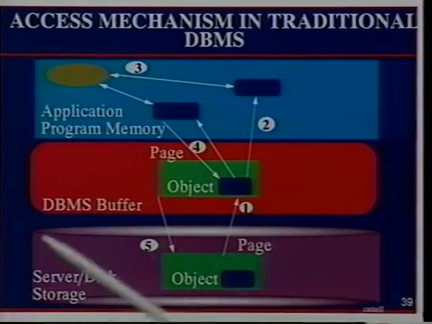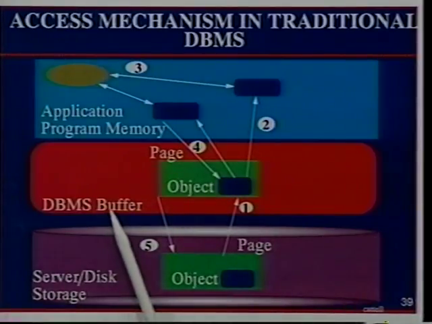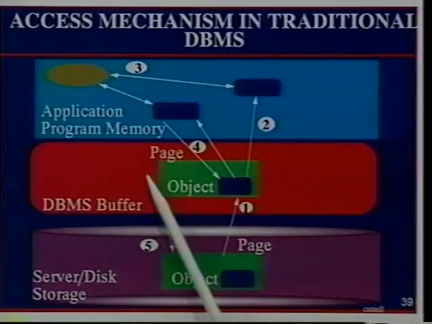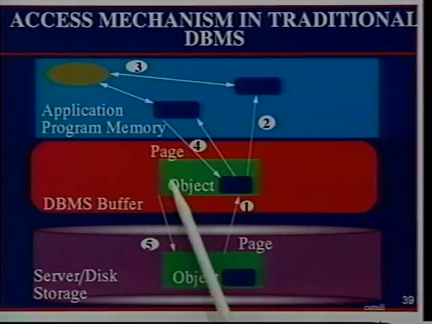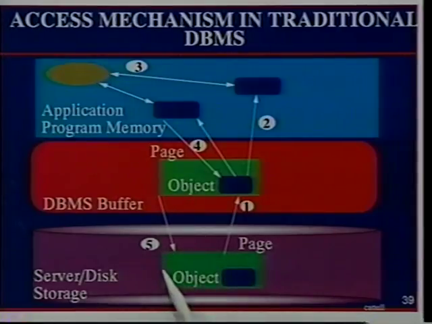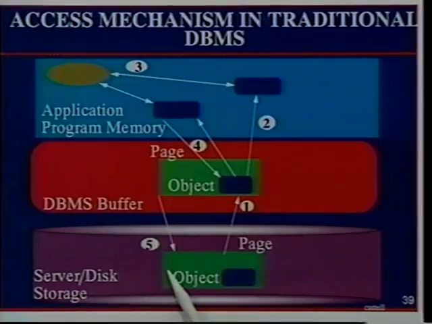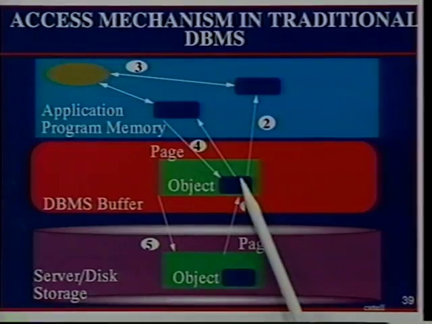So, there is a buffer pool for the database management system. The application program looks into the buffer pool. If it is not there, it requests the server to give the particular object. Because some kind of structured ID exists, using the structured ID, I can go to the disk and get the appropriate page.